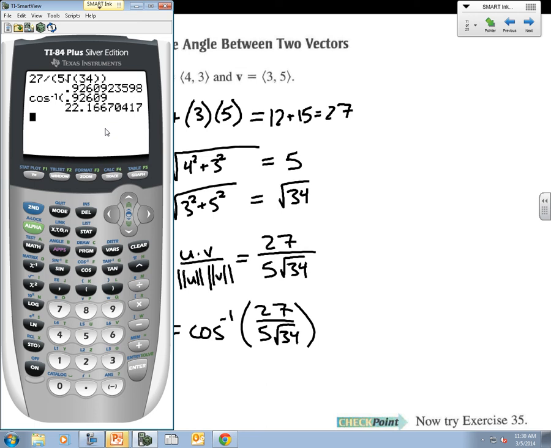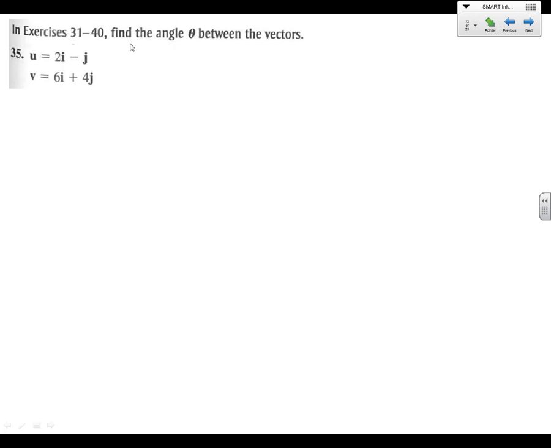Okay? All right, so you're up. Use the same formula to find the angle between these. Remember, this is 2 comma negative 1. This is written in component form.